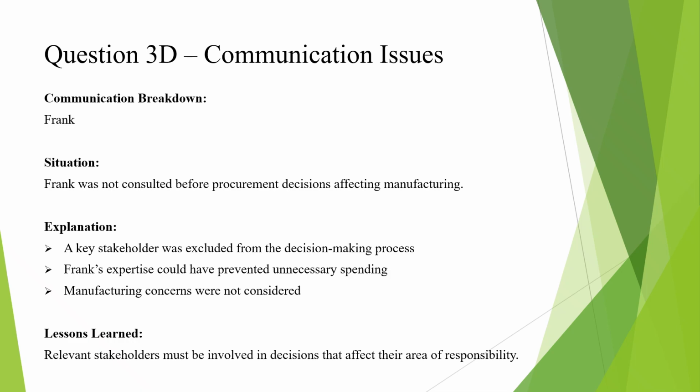All right. The next communication breakdown happened between Frank and Herb. Frank was not consulted before procurement decisions affected manufacturing. So he's a key stakeholder and he was excluded from the decision-making process to actually purchase those items. Frank's expertise could have prevented unnecessary spending. They spent the money to buy parts that didn't work, where if they got with the actual manufacturing lead, they would have known that those parts wouldn't have worked.